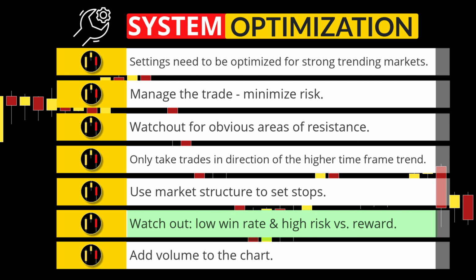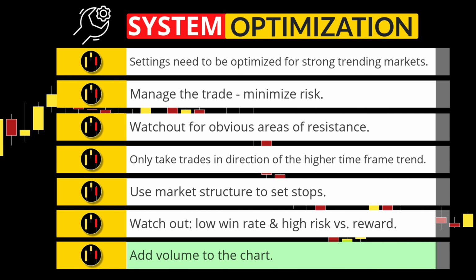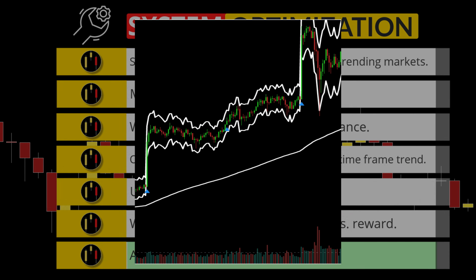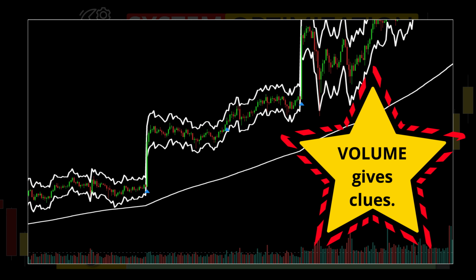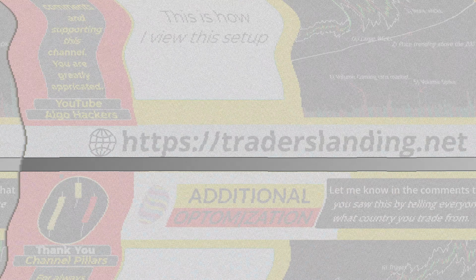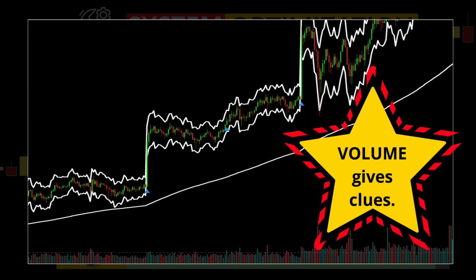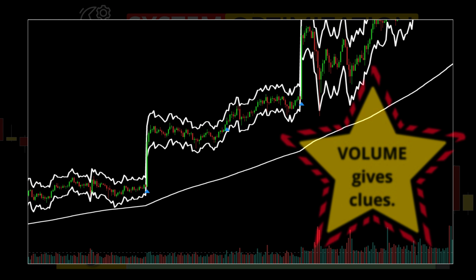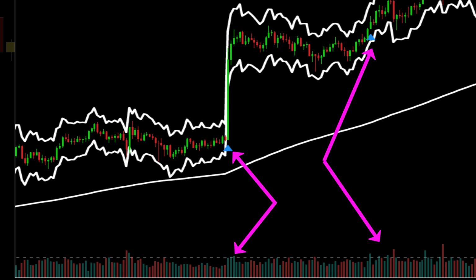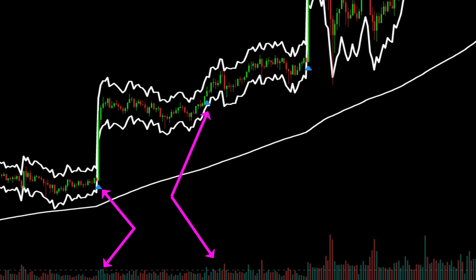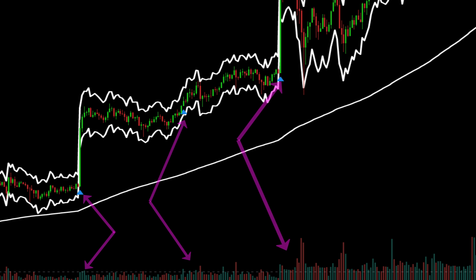This tip is something that I try to stress because I think it is neglected by newer traders. But volume is an excellent leading indicator that can tell you what the market is about to do. We can see on this chart, these signals are accompanied by an increase in volume, which can portend a trend continuation.